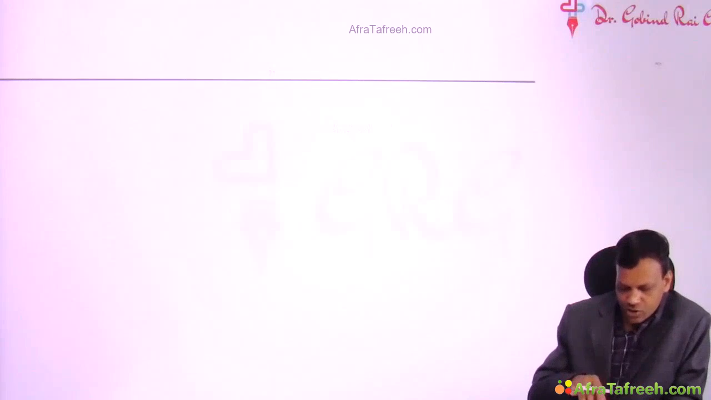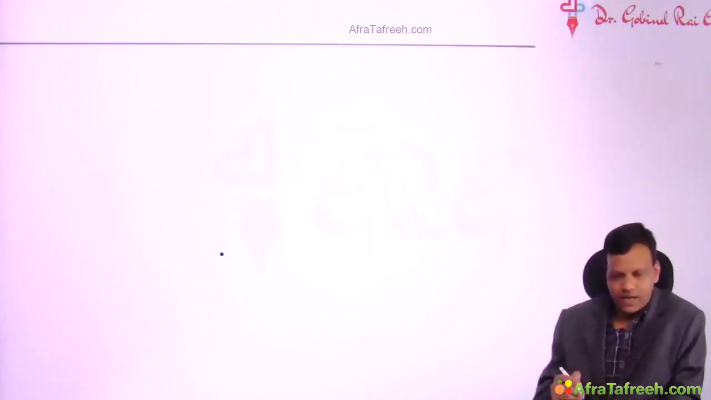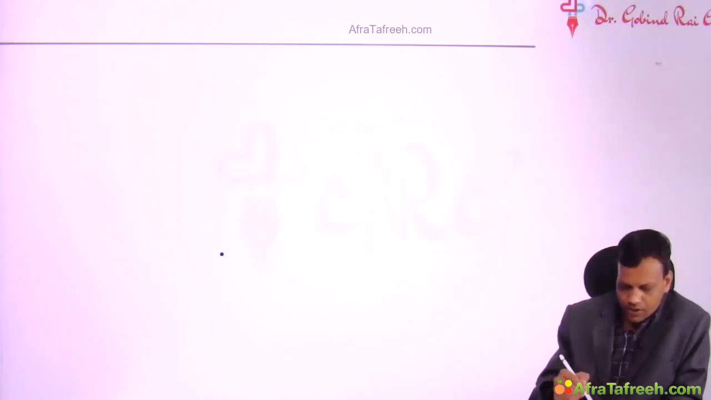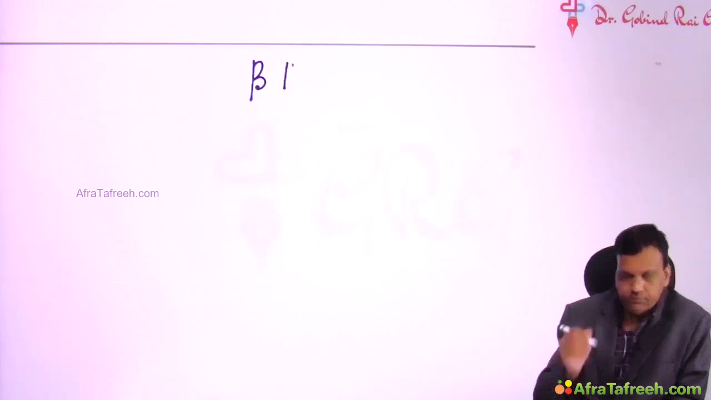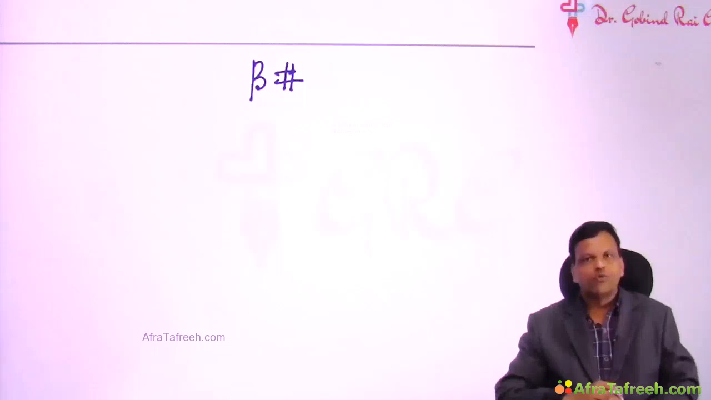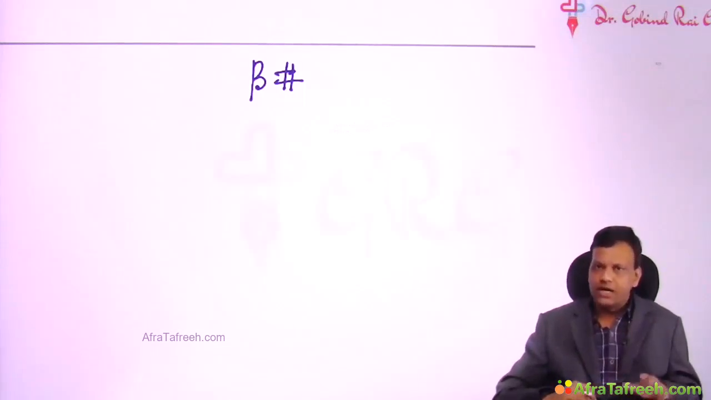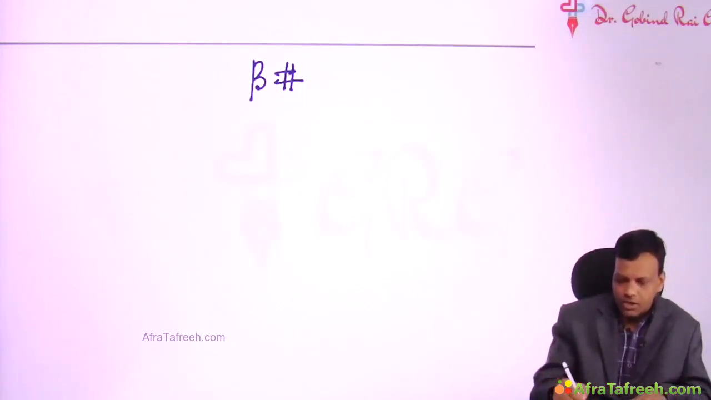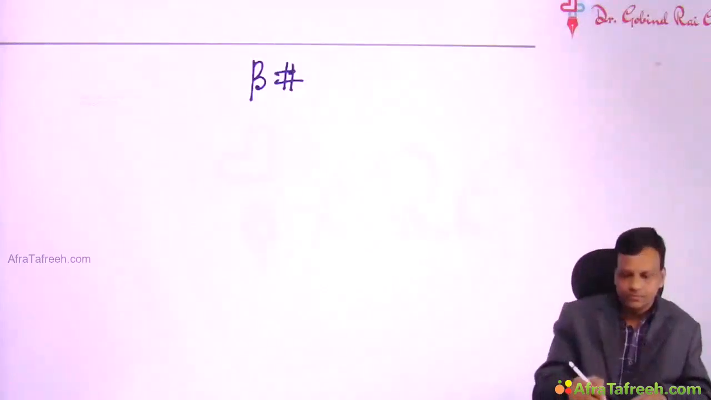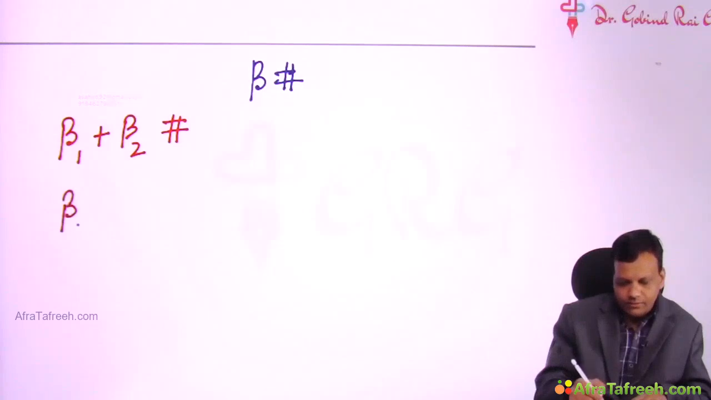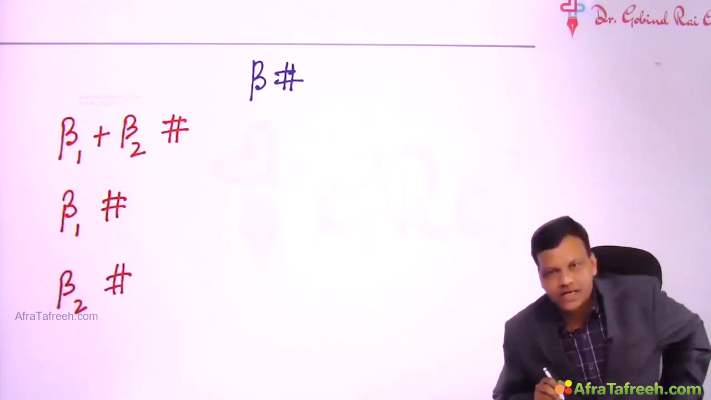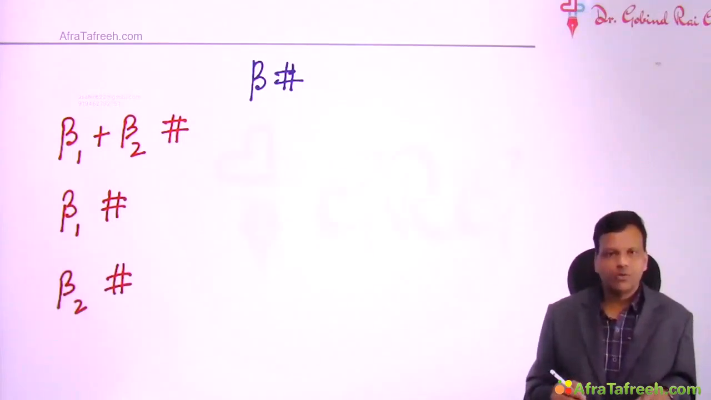Now we'll move to our last topic in the autonomic nervous system, and that is the most important topic, which is beta blockers. We discussed we have two main types of beta receptors, beta 1 and beta 2. So just like alpha blockers, beta blockers may be of three types: one which blocks both of them, second which blocks mainly beta 1, and third which blocks mainly beta 2.